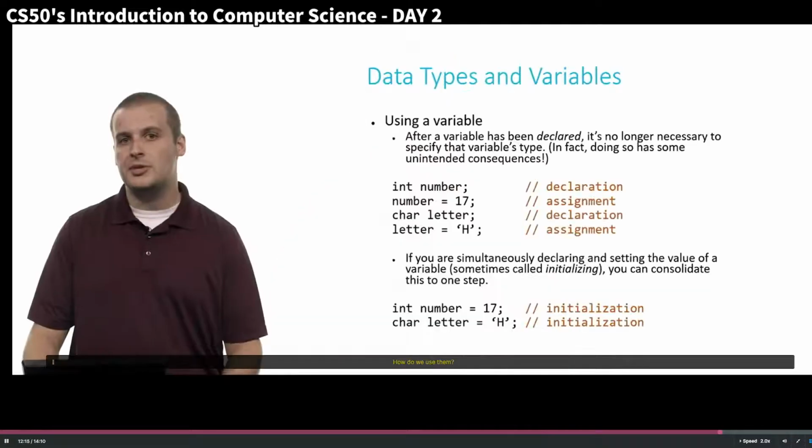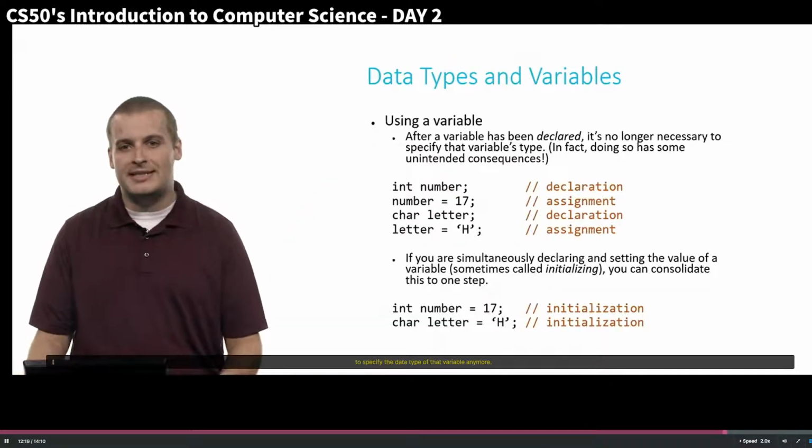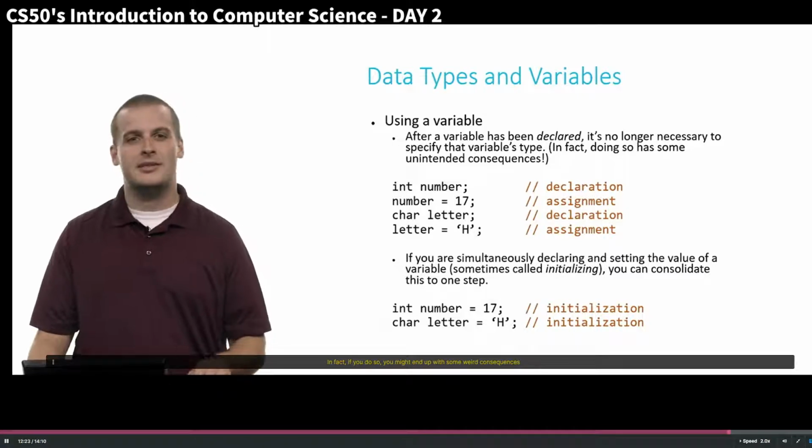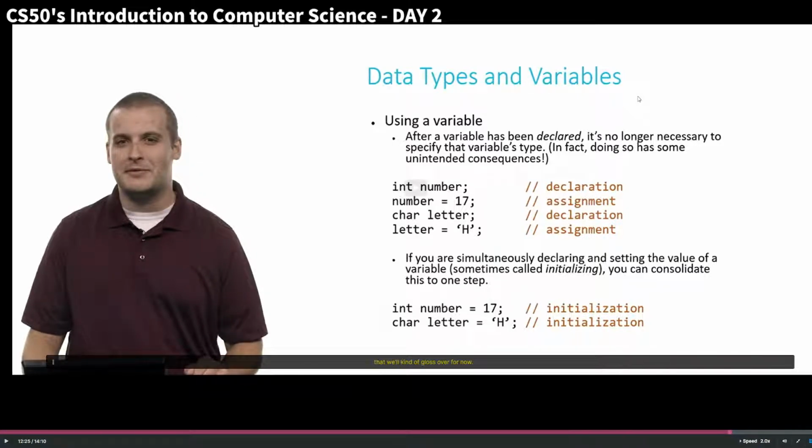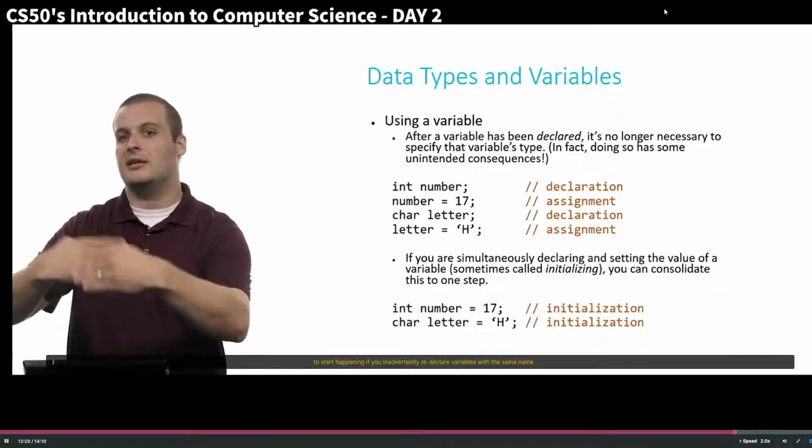All right, so we've created variables. How do we use them? After we declare a variable, we don't need to specify the data type of that variable anymore. In fact, if you do so, you might end up with some weird consequences that we'll kind of gloss over for now, but suffice to say, weird things are going to start happening if you inadvertently redeclare variables with the same name over and over.